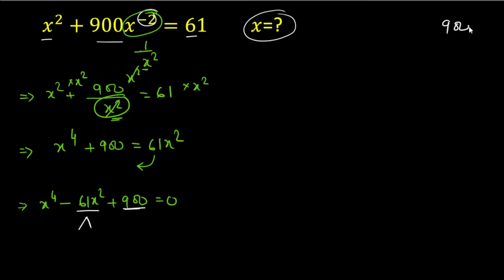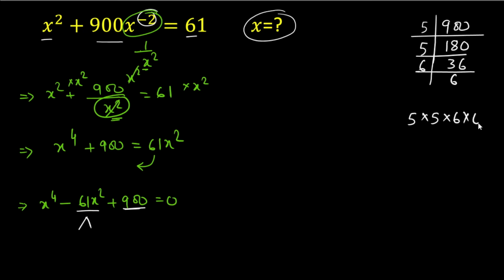Now in the next step we'll split this 61 into two parts using the factors of 900. So 900, if we convert into its product, we'll get first 5 times 180, then again 5 times 36, and we can factor this 36 into 6 and 6. So the factors of 900 are 5 times 5 times 6 times 6, so it is 36 and 25. If we add these, we get 61.